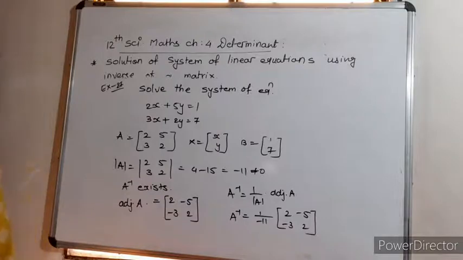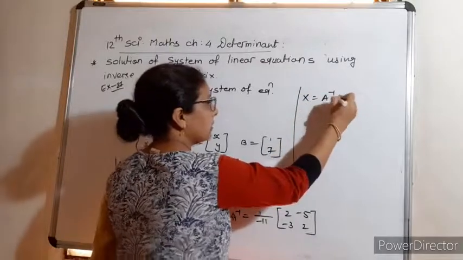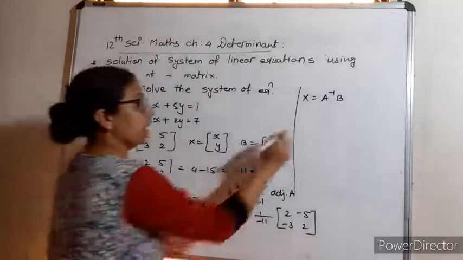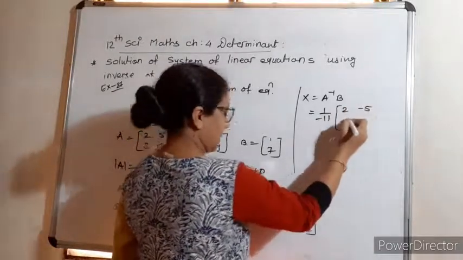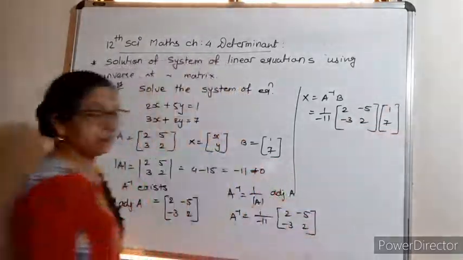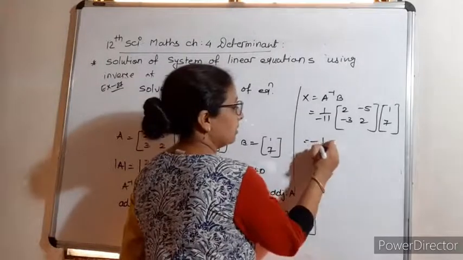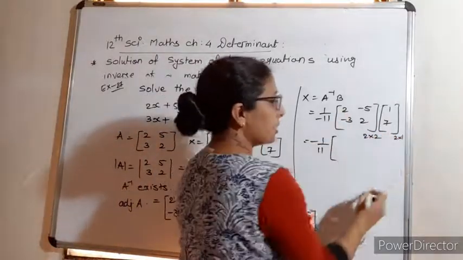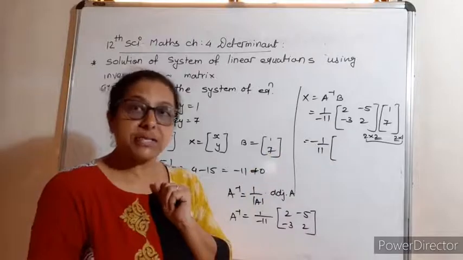We want to find x, that is, solve the equation. So we have the formula x is equal to A inverse B. Now, A inverse we have already found. Here is 2, minus 5, minus 3, 2 and B is 1 and 7. We want to multiply these two matrices. This is 2 cross 2 and this is 2 cross 1. So we get the answer 2 cross 1.